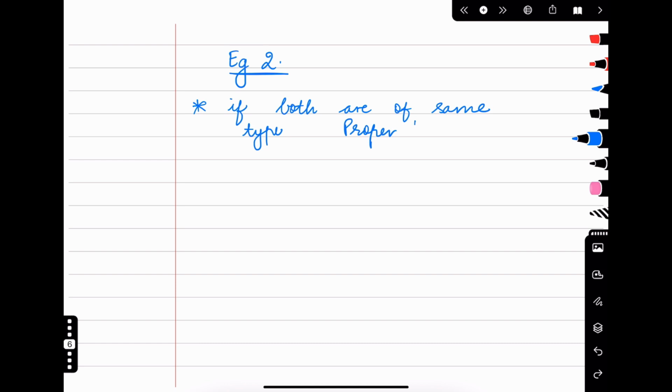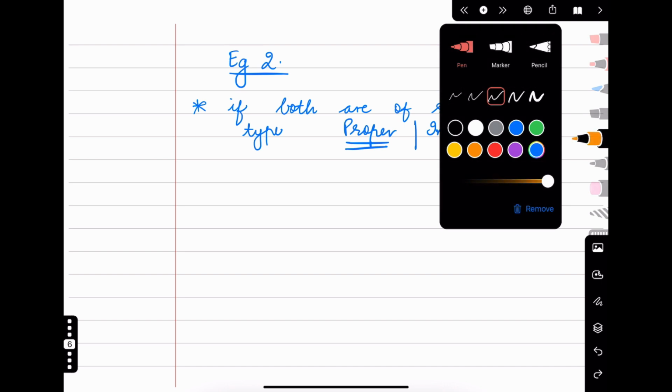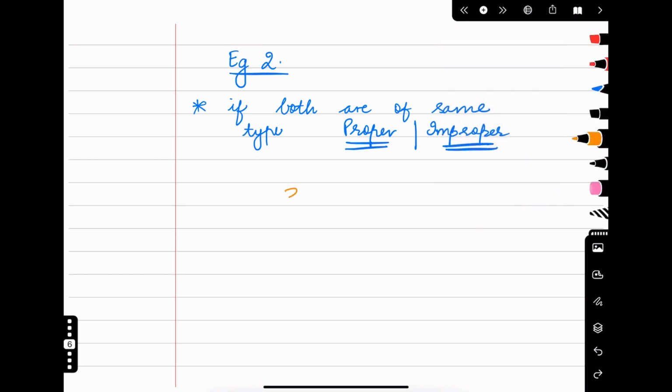Let us take one more example now. Example number 2. Before getting to a new question, the second example is for the case where both fractions are of the same type. अभी जो हमने किया था, one fraction was proper, another one was improper. But now, in this case, both the given fractions are proper or both the given fractions are improper. Then we cannot apply our trick of the improper fraction always being the greater one out of the two.